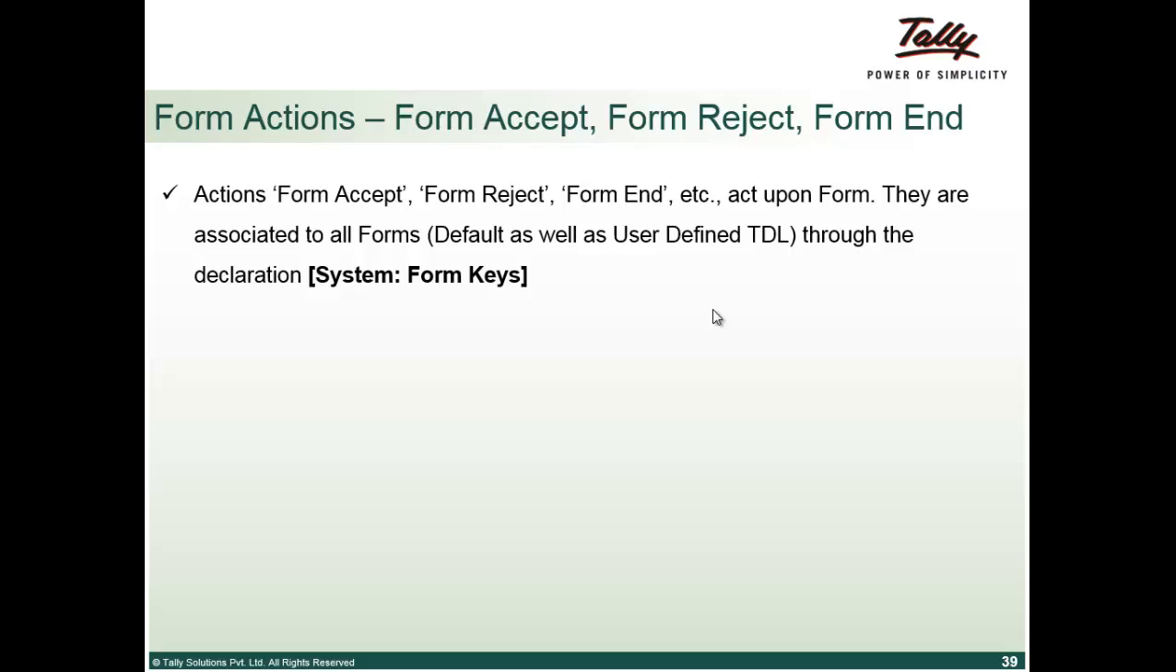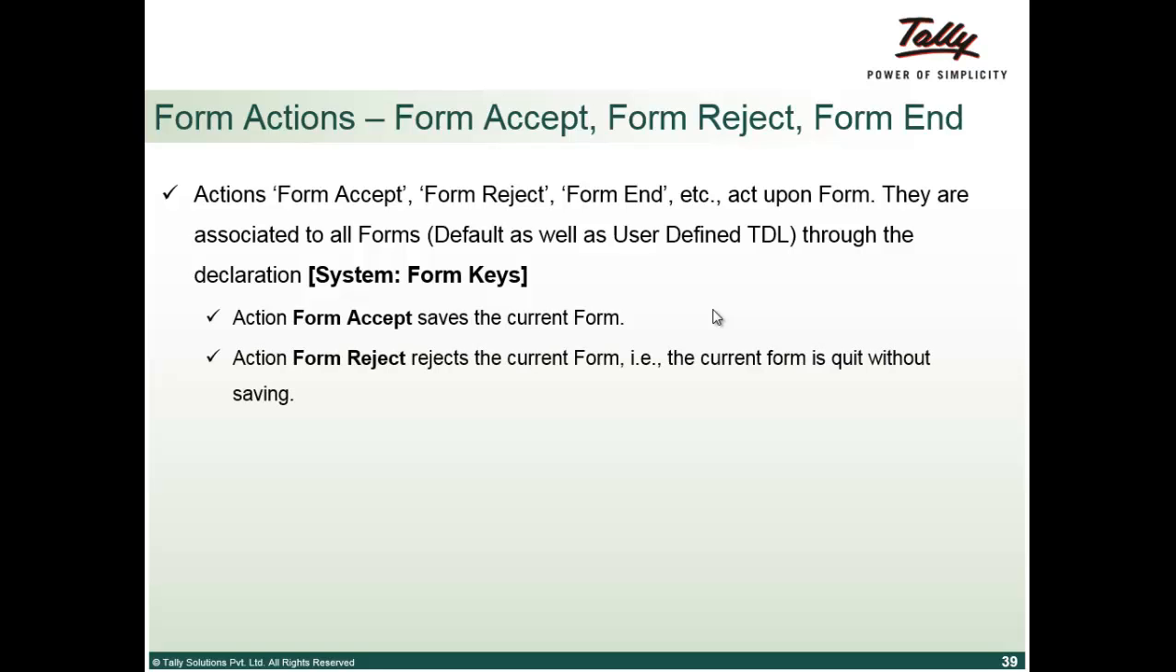So form accept is Control A, the form gets accepted, and when you quit, the form gets rejected, and when you say Control End, you go to the end of the form. So all these keys are already associated to your forms through system form keys, and these keys respectively perform all these actions. So action form accept saves the current form. Action form reject rejects the current form, that is, the current form is quit without saving.